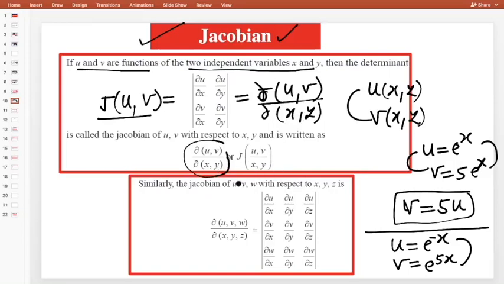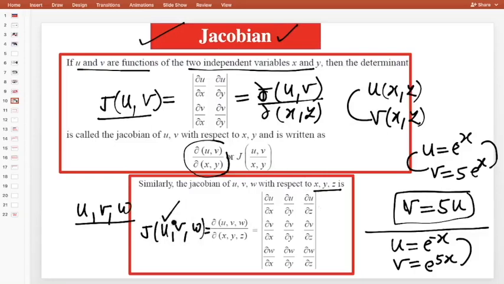Or simply you can write del by uv upon del xy, or the Jacobian of u, v with respect to x, y. In a similar way, suppose there are three dependent variables u, v, w, and these are functions of x, y, z. So how can we find the Jacobian of u, v, w? Simply we find the determinant of a 3 by 3 matrix.